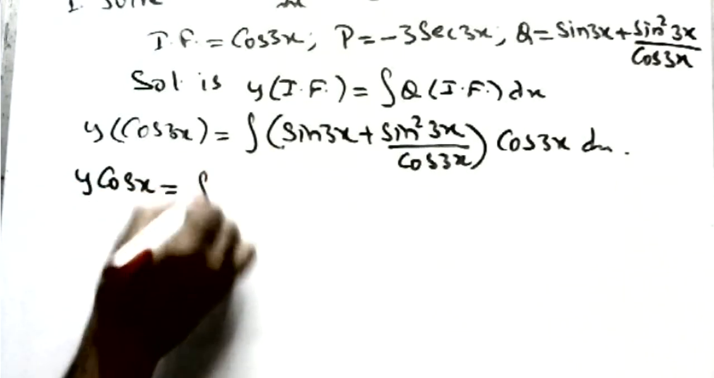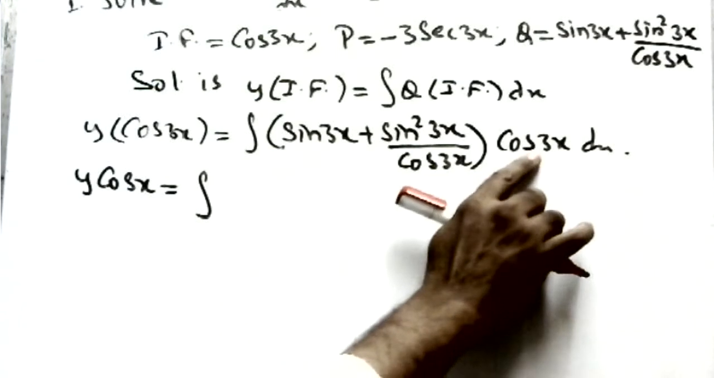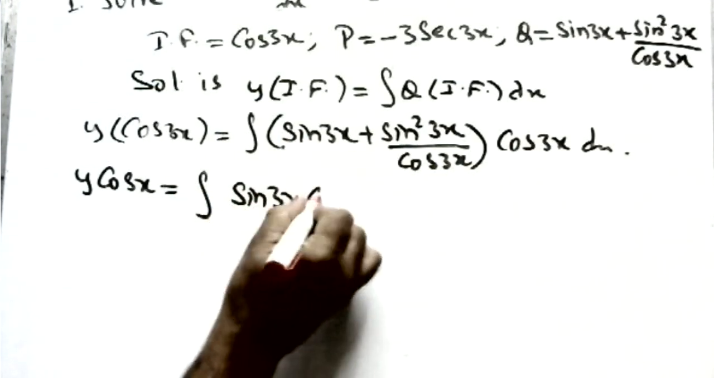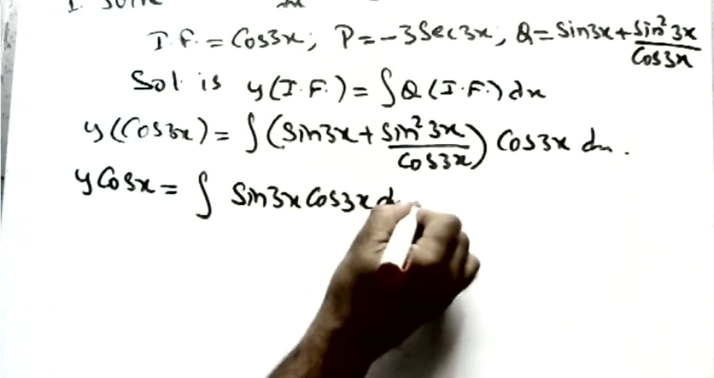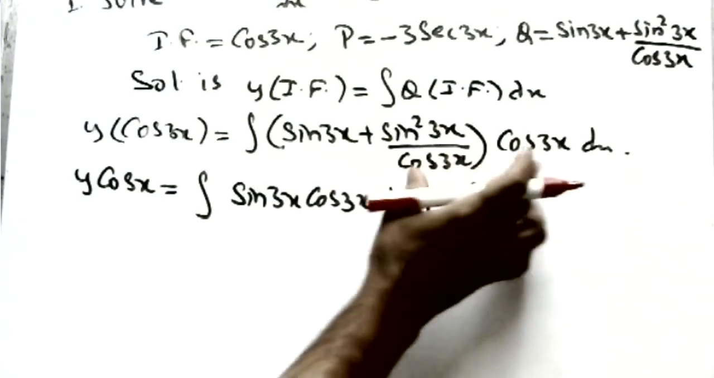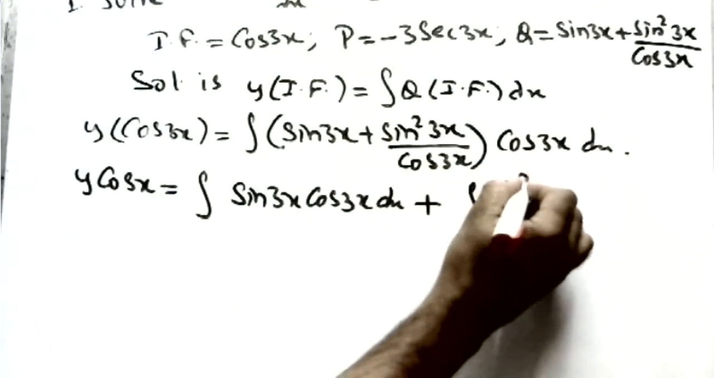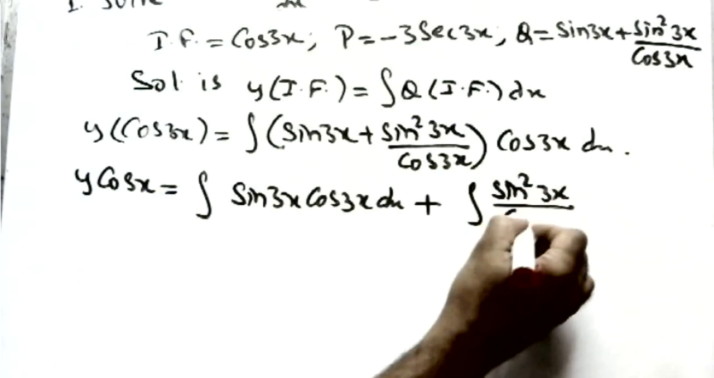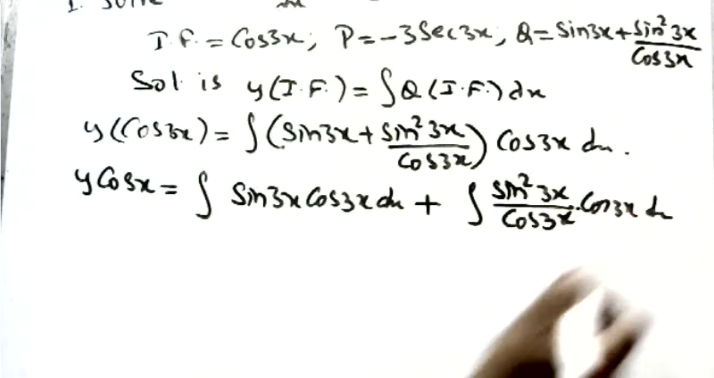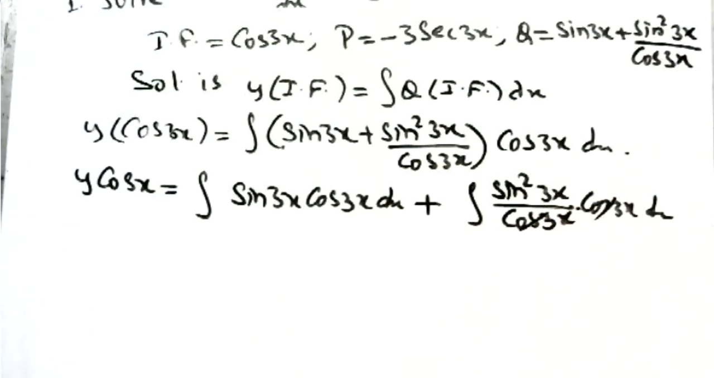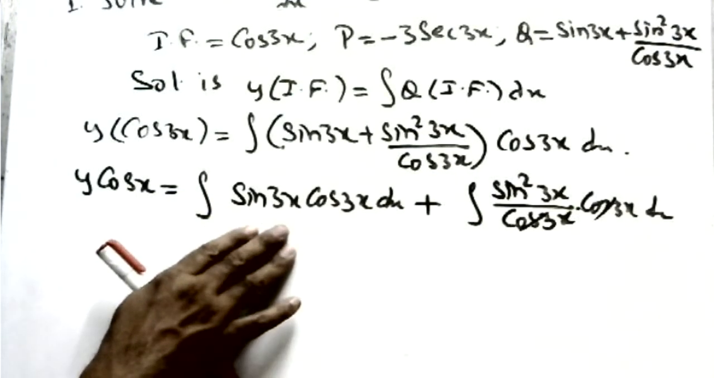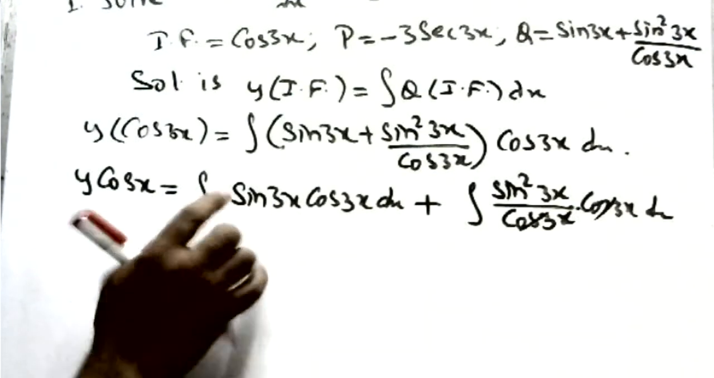So we write like this, y into cos 3x equals integration of, now let me multiply this cos 3x into sine 3x. This will become sine 3x cos 3x dx plus, let me multiply these two, I'm separating this one, sine squared 3x by cos 3x into cos 3x dx. Now this one gets cancelled. Now how to solve these two? Watch carefully.